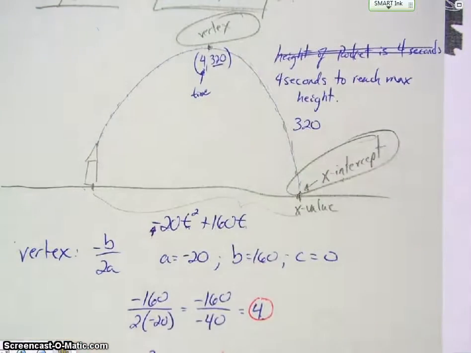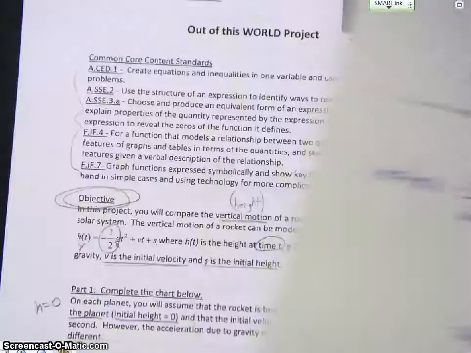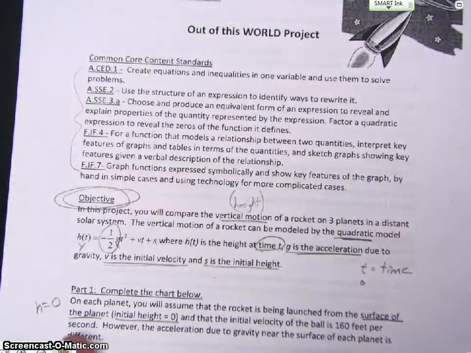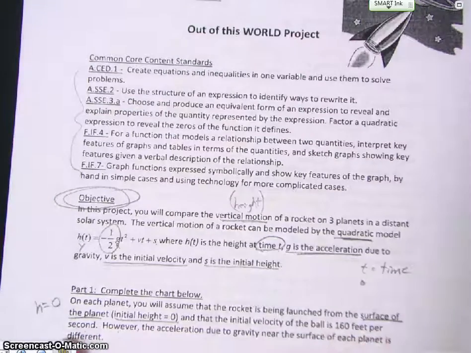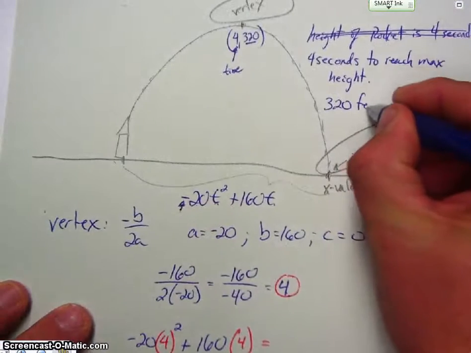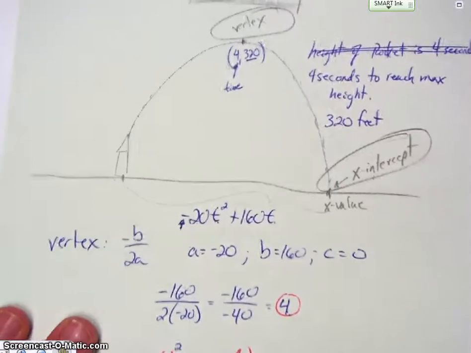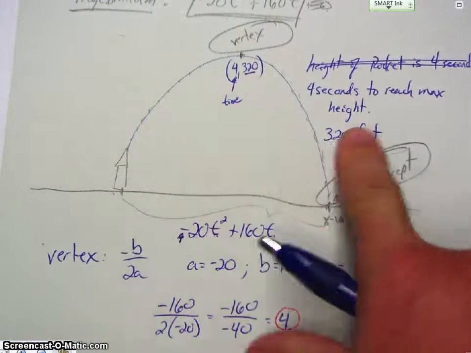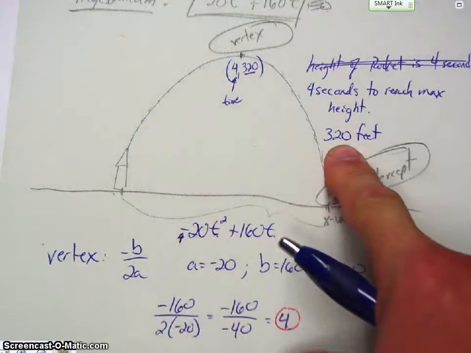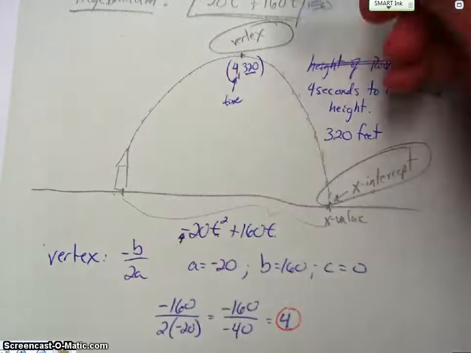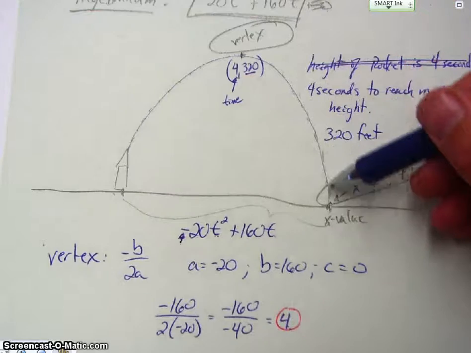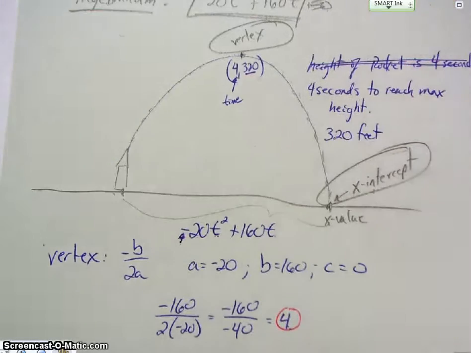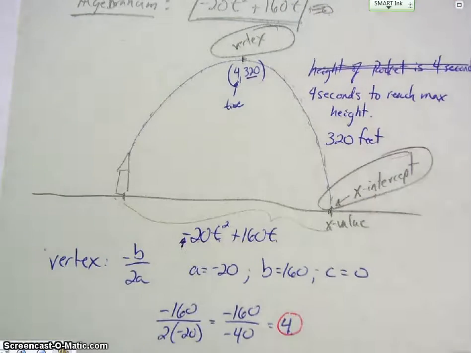Now, is that feet, inches, what? If we go back to part 1 again, they're using feet, 160 feet per second. So that means feet. All right, so it takes 4 seconds to reach a height of 320 feet. Once it goes past 4 seconds, it starts falling, so we're no longer getting higher. That's what the vertex means.